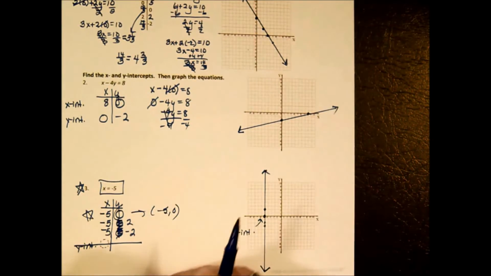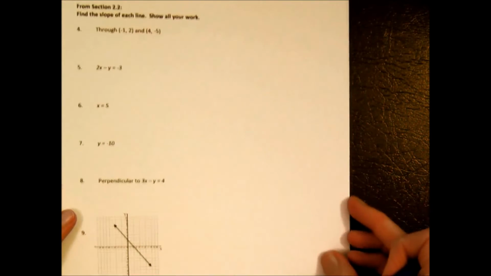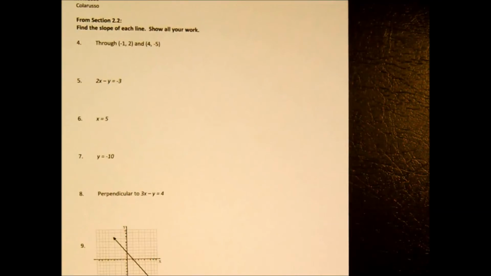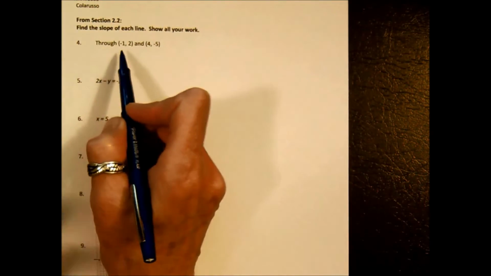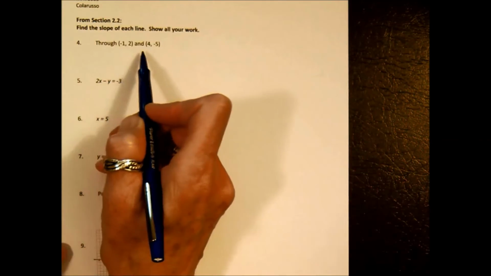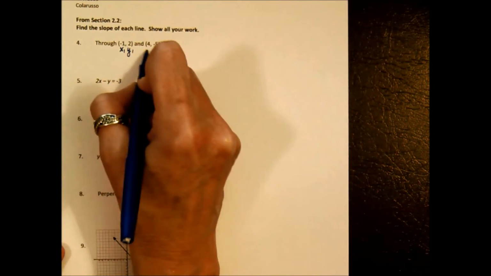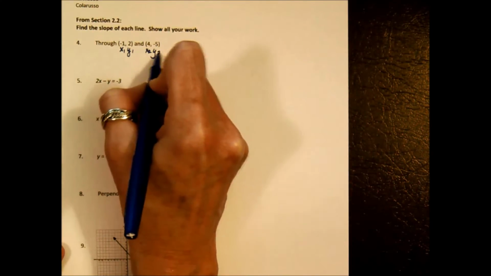All right, looking at the next page, it says find the slope of each line. So this section is on slope. Let me get this kind of straightened up for you so I don't make you seasick. So let's start out finding slope through the points -1, 2 and 4, -5. So the first thing I'm going to do is label x1, y1 and x2, y2.